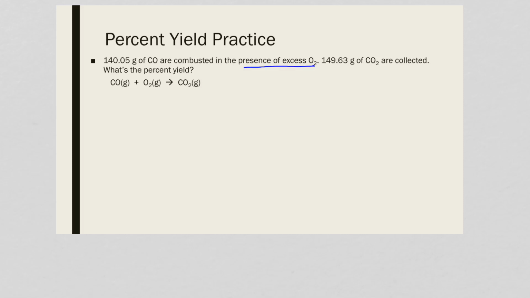Okay, so we're after the percent yield. So let's remind ourselves that in order to calculate the percent yield, we need two things: we need an actual yield and we need a theoretical yield. So, what are we given here? Well, we're given an actual yield, right? That's this, right? So we have an actual yield.